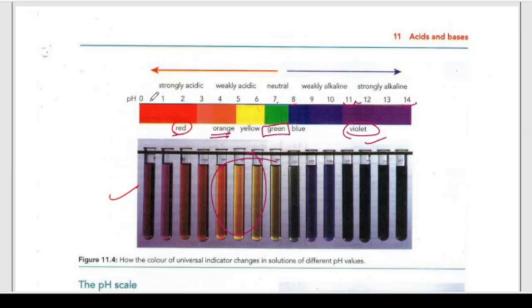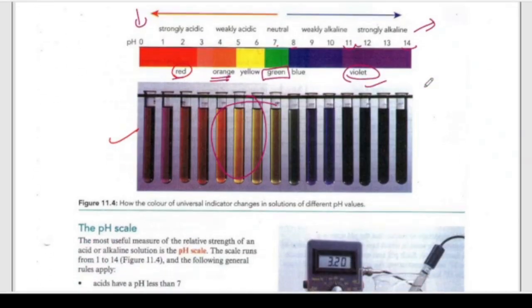So from here you can conclude that the lower the pH value, the higher the acidity, and the higher the pH value, the more the alkalinity. This is something you should be very much aware of, because questions come in a very twisted way, so you have to be very careful about it.